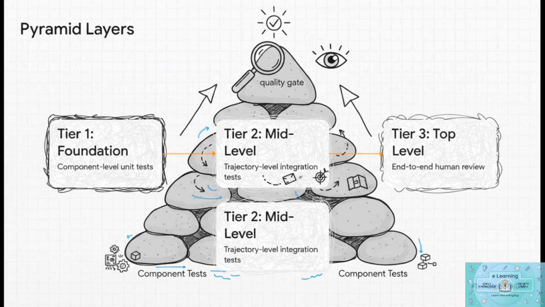At the very bottom, that's your foundation. That's where we test all the individual parts, making sure the agent's tools are sharp and they actually work. In the middle, we check to see how it uses those tools together to get a task done. And then right at the very top, the peak of the pyramid, that's the ultimate sanity check, where we bring in a real human to evaluate the whole experience.